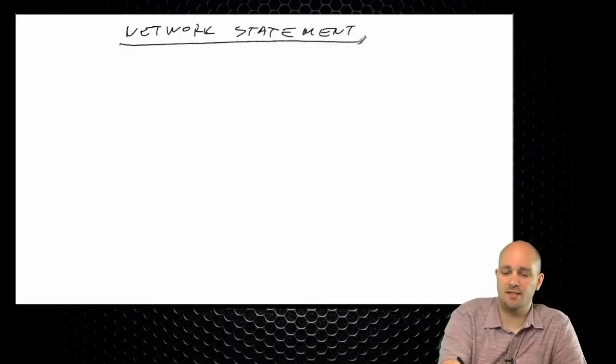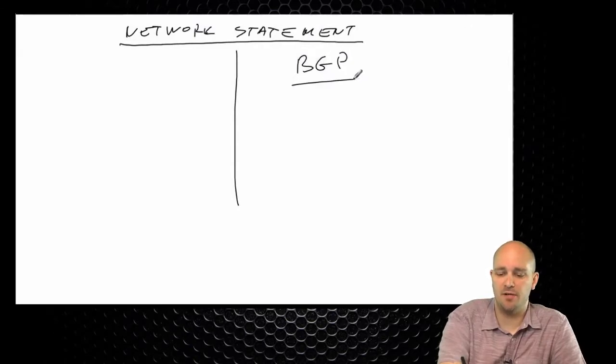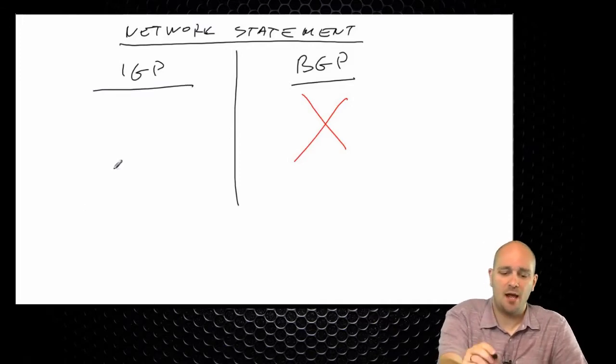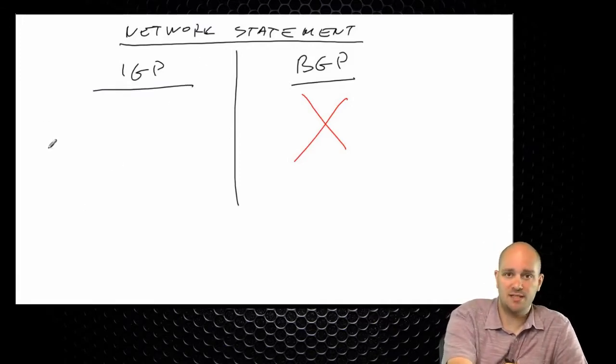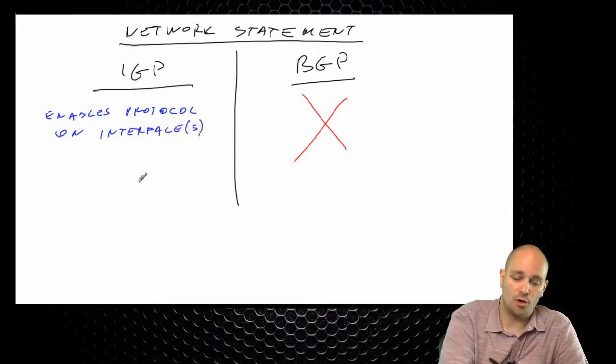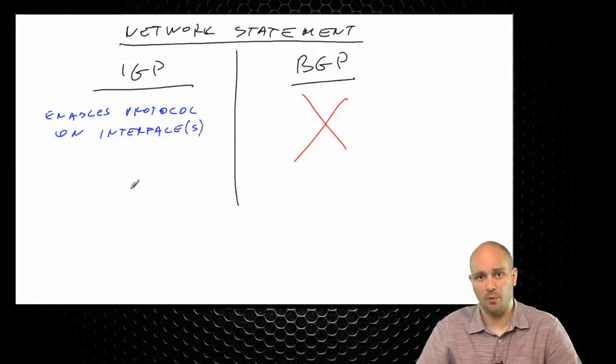The first thing here is that I really like to make a distinction between what network statement does in BGP, which is not something that I'm going to talk about today, because today we are going to be talking only about the IGPs and what the network statement does in IGPs. Now, for all IGPs, what network statement does, it enables protocol on interfaces, because it could be multiple interfaces.